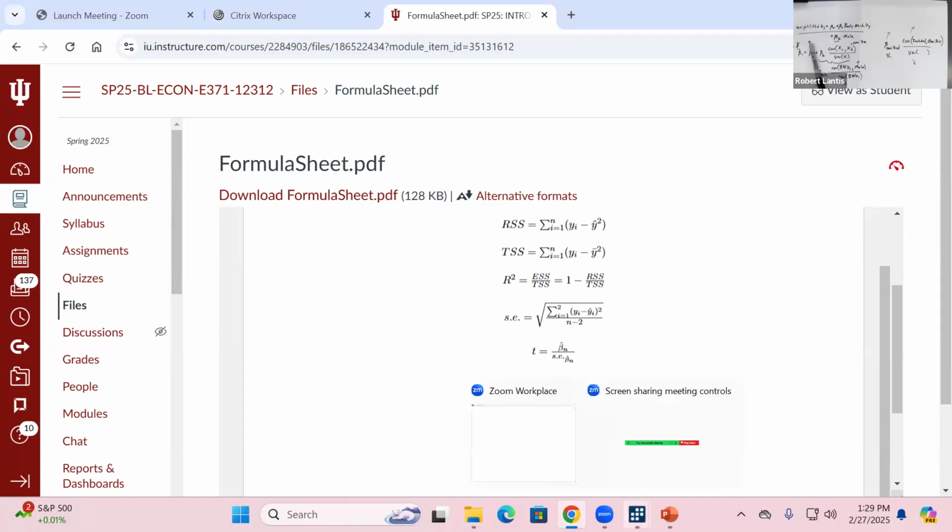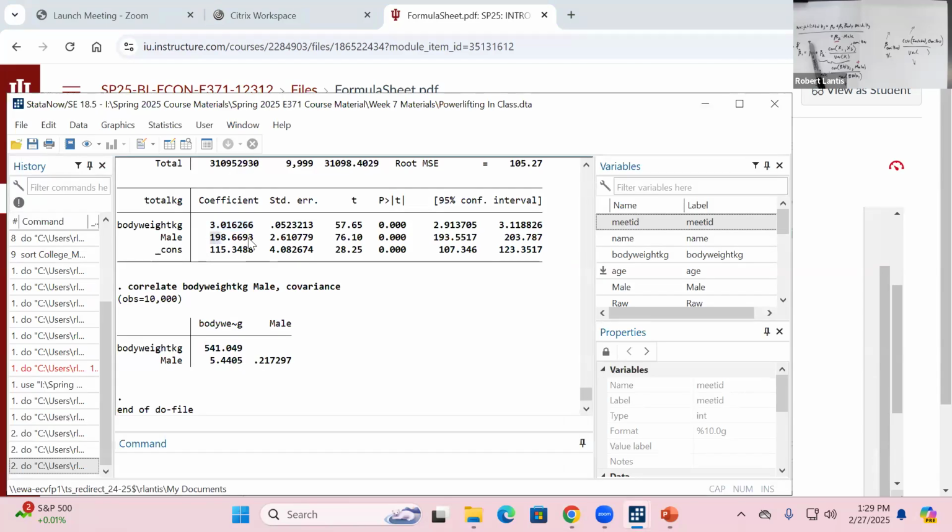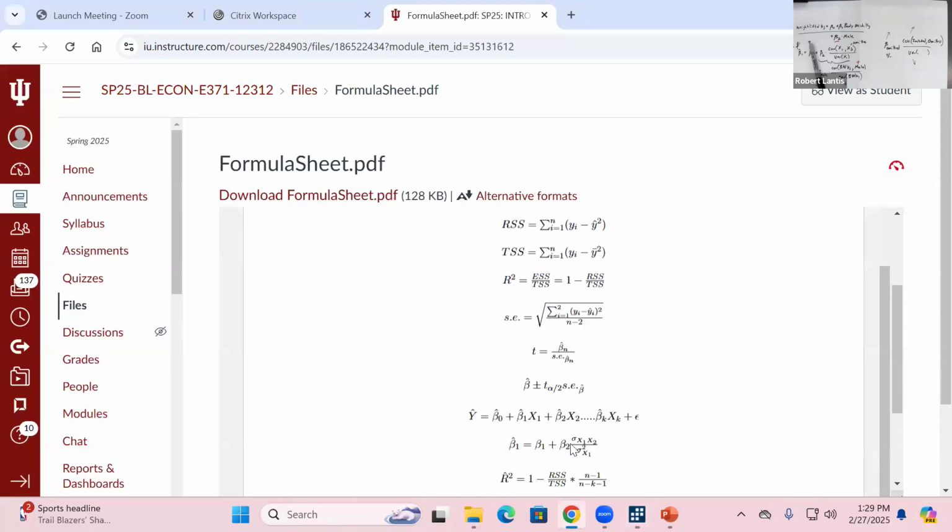The coefficient estimate of the variable that I omitted, if I asked you what the bias would be if you did omit it? Well, the effect of male on your dependent variable of weight lifted would be around 200, or 198.66. So I could plug that in here.